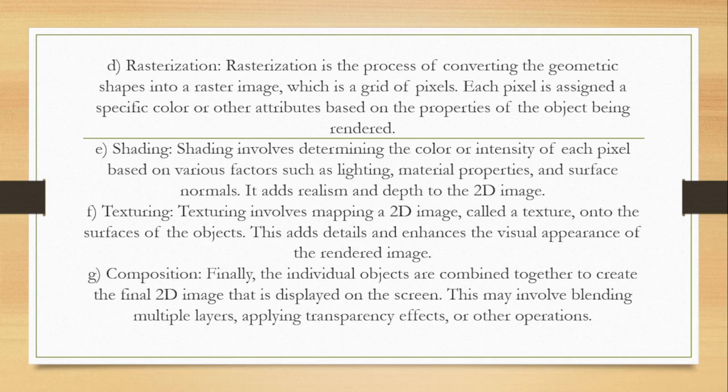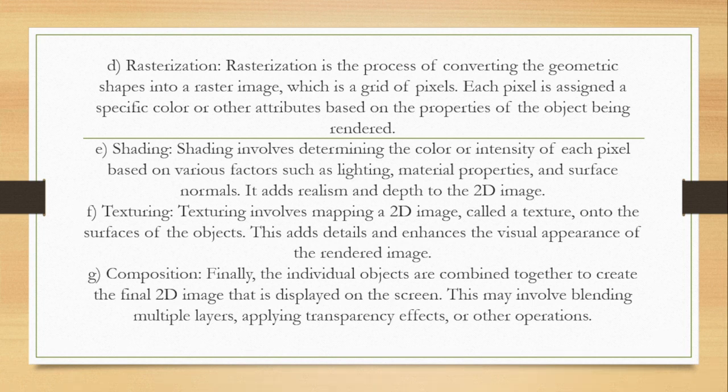Next is shading. Shading involves determining the color or intensity of each pixel based on various factors such as lighting, material properties, and surface normals. It adds realism and depth to the 2D image. Next one is texturing. Texturing involves mapping a 2D image called a texture onto the surface of the object. This adds details and enhances the visual appearance of the rendered image.